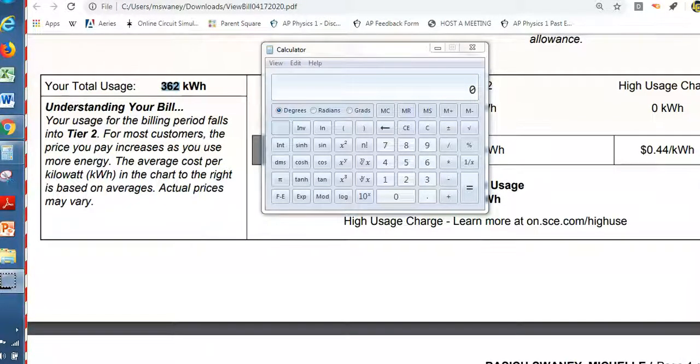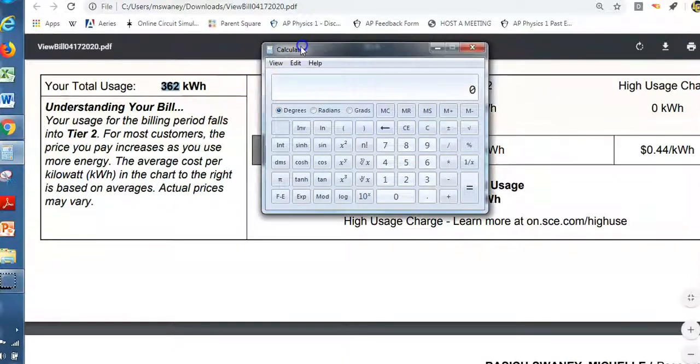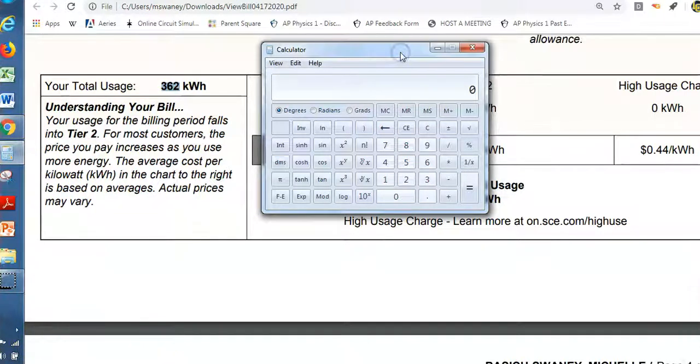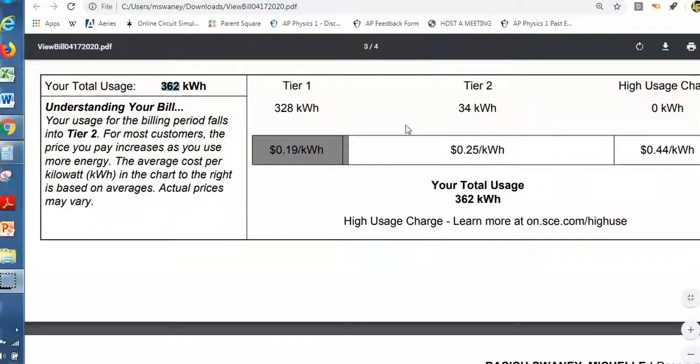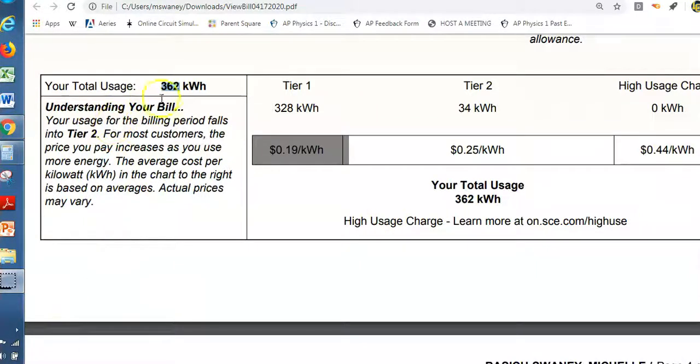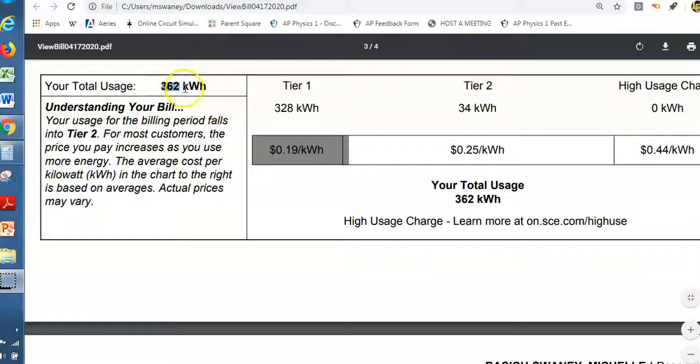So 362 times 3.6 million. Get the right number of zeros in there. Yep. And that's just a hard number to even look at. It's 1.3 billion joules that got used in that month. So people don't like those types of numbers. Instead, it's much easier to remember something like 362 kilowatt hours that were used in that month. So that's why they use that.